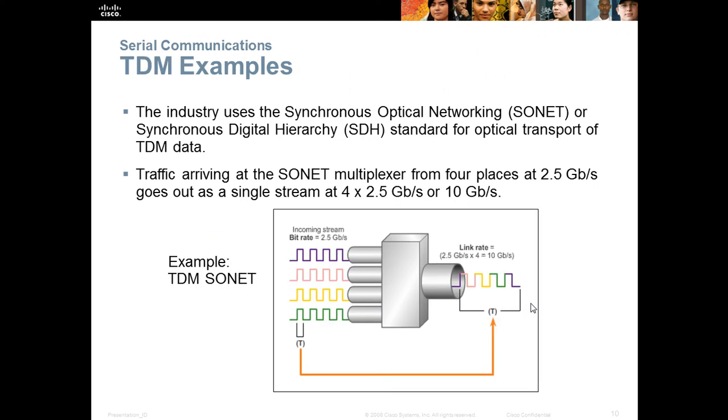Time division multiplexing examples. The industry uses the SONET, which stands for Synchronous Optical Network, or Synchronous Digital Hierarchy, SDH, standard for optical transport of TDM data. Traffic arriving at the SONET multiplexer from four places at 2.5 gigabits per second goes out as a single stream at 4 multiplied by 2.5 gigabits per second, which is equivalent to 10 gigabits per second.